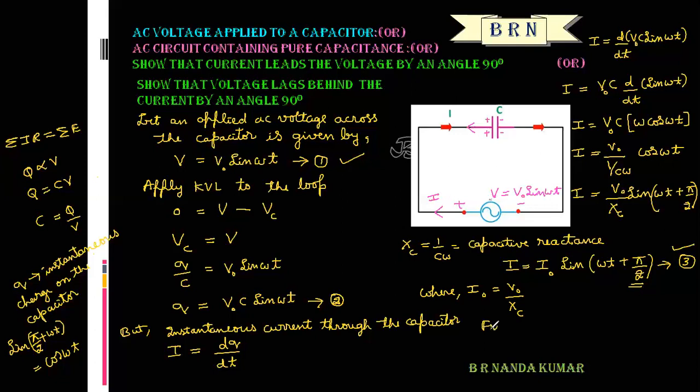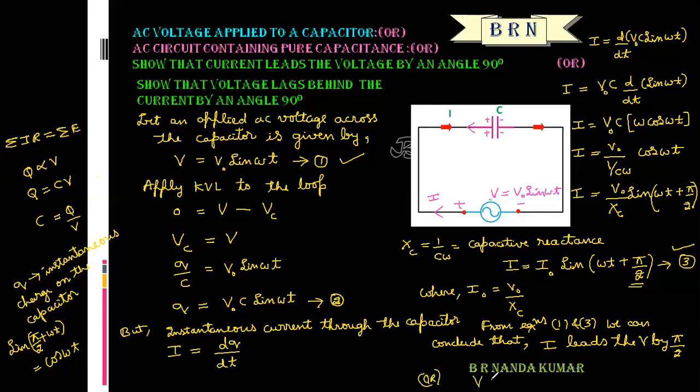So comparing equations 1 and 3, we can conclude that current leads the voltage by pi by 2 radian, or in other words, voltage lags behind the current by pi by 2 radian. Okay, so this is very important for 5 marks.